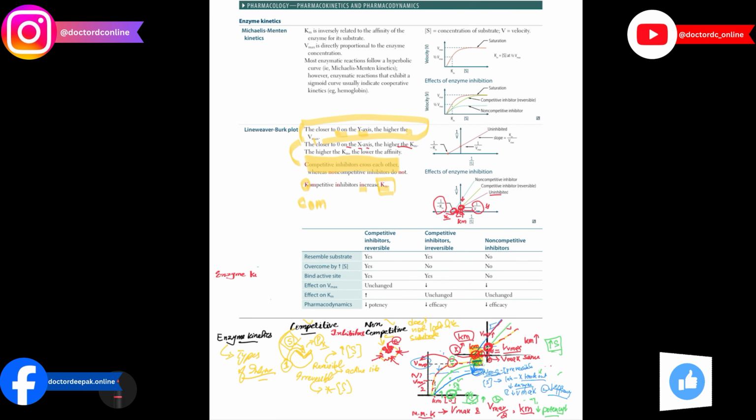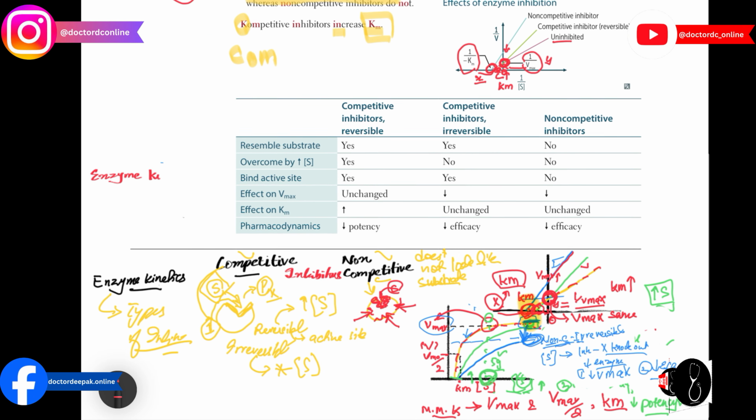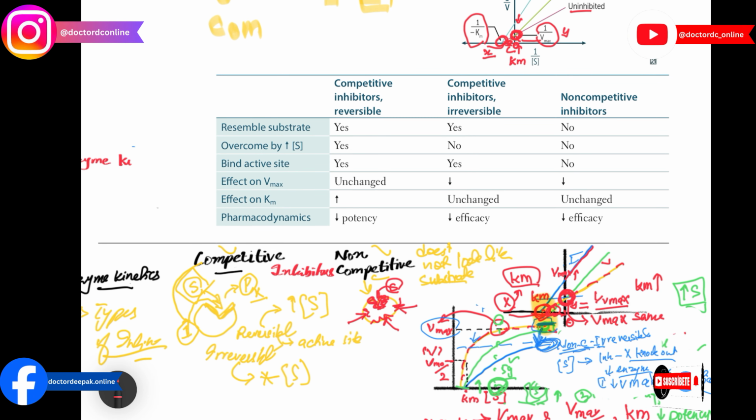Fine? This is all about the competitive and non-competitive inhibitors, their relation with the mechanism in kinetics and the Lineweaver-Burk plot, and how we can elaborate these inhibitors by these kinetic theories. Finally, this one is a graph. We already studied all these things.